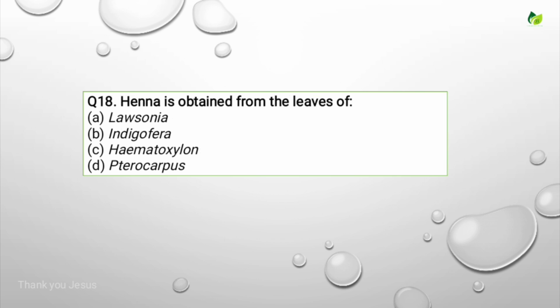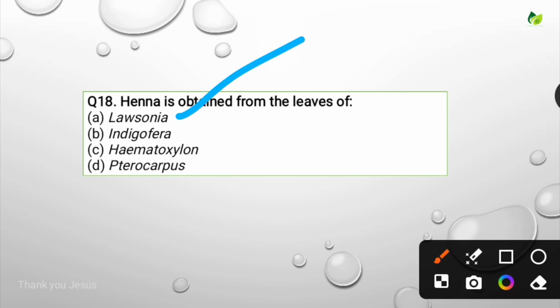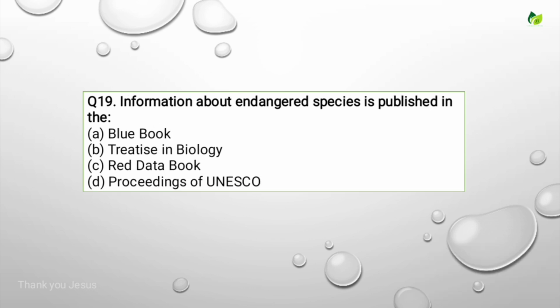Henna is obtained from the leaves of. Options are Lawsonia, Indigofera, Hematoxylon, Pterocarpus. For this, the correct answer is Lawsonia. Henna dye is extracted from the leaves of Lawsonia inermis. Let's see the next question.